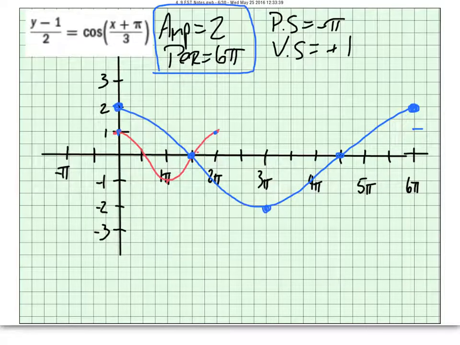I changed the amplitude, so we can say the difference between 2 and -2 is 4. Cut it in half, the amplitude's 2. And then the period here is 6 pi.